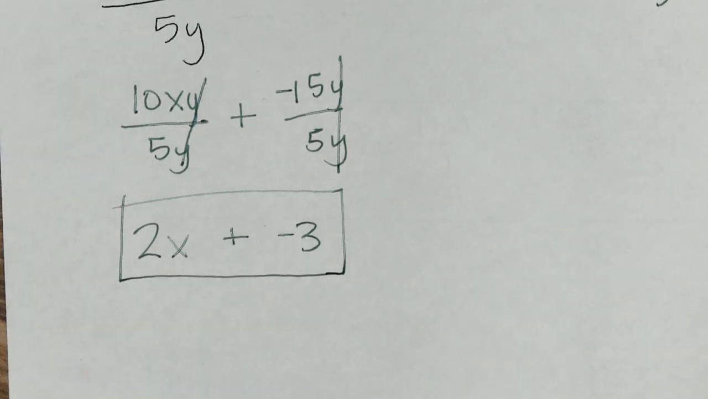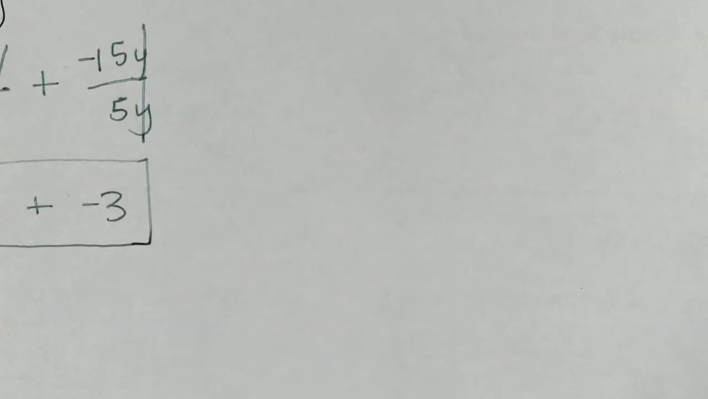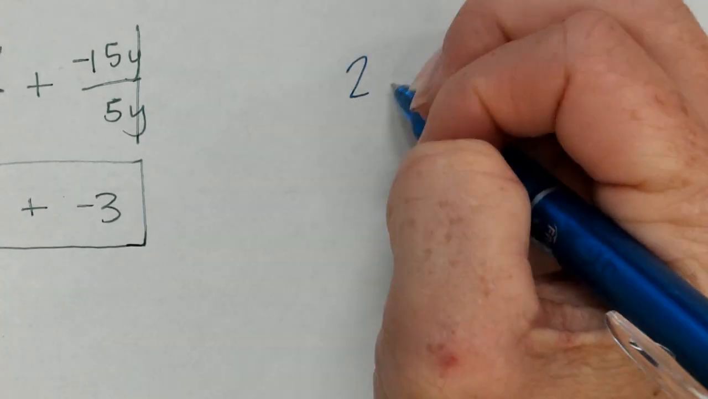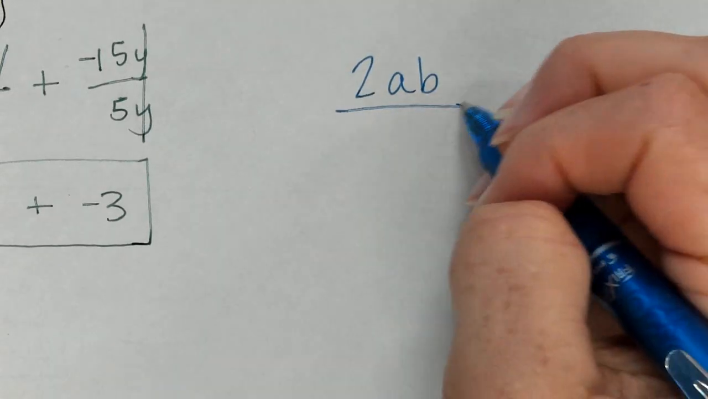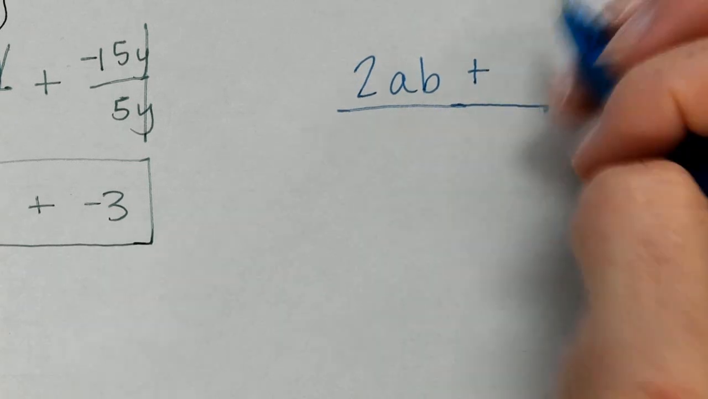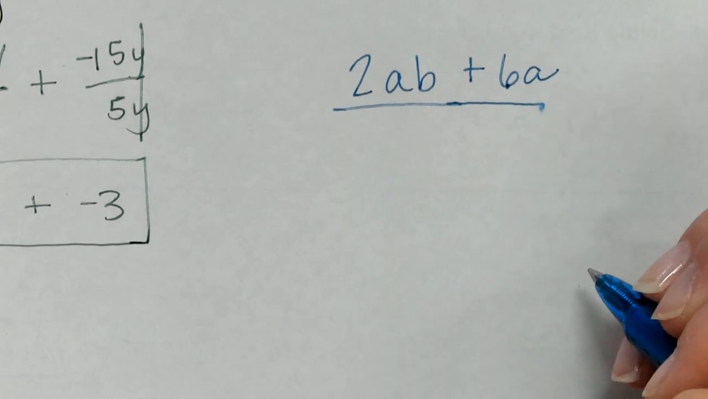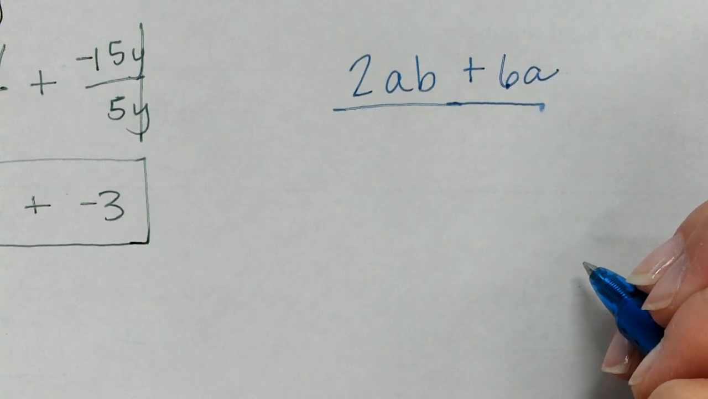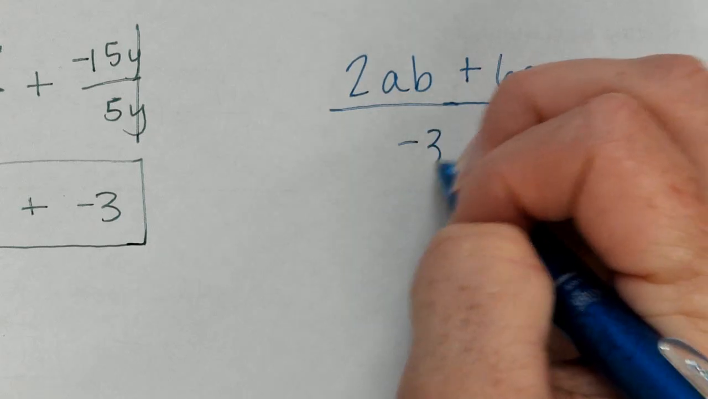Do y'all want to do one more like that? Because I can make something up. Okay. So let's just make up something. Let's do 2ab over, oh, no, hold on. 2ab plus 6a over negative 3a.